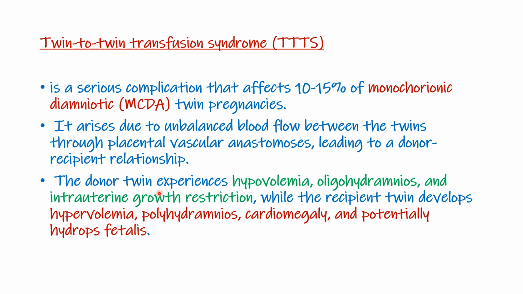So the donor twin, that is the one giving more of the blood, will have hypovolemia and oligohydramnios, because if they don't have the blood, what urine are they going to produce? So they'll have oligohydramnios and intrauterine growth restriction, while the recipient, the one receiving, will have hypervolemia, polyhydramnios, cardiomegaly, and potential fetal hydrops.